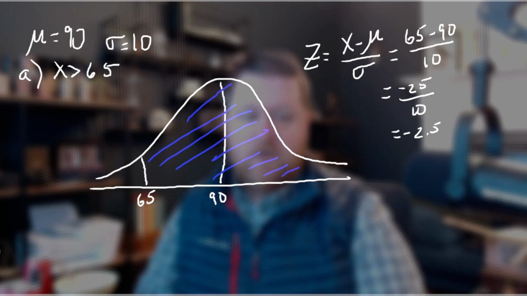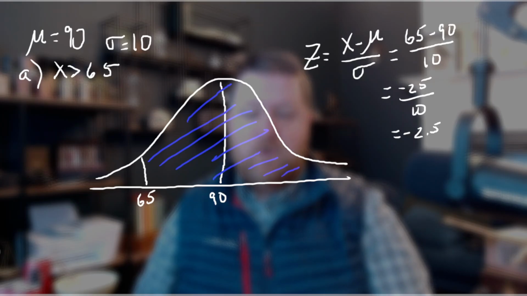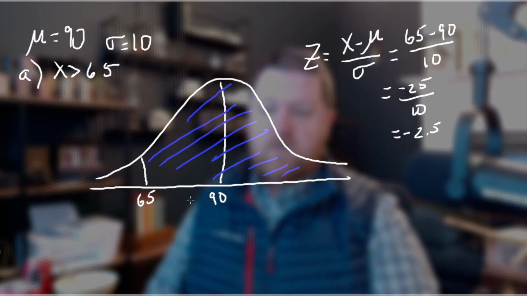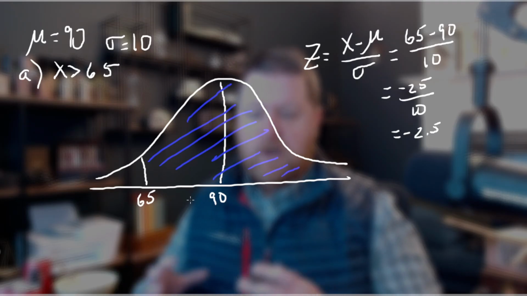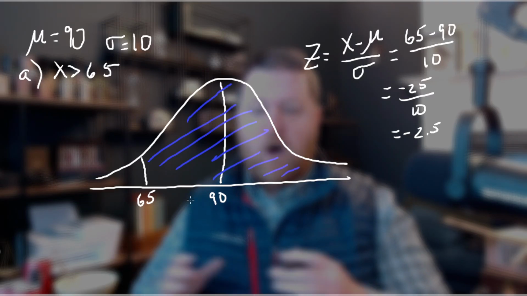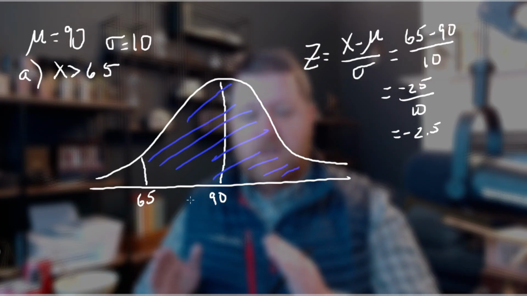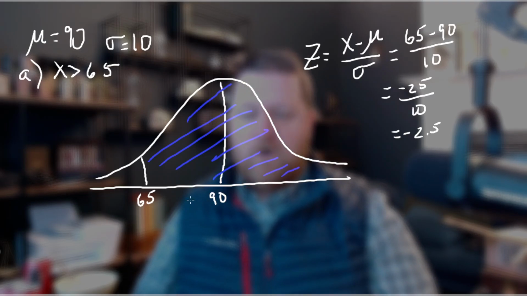So what does that tell us? It's always helpful to know what that means, right? Having a z-score of negative 2.5 is telling us that this 65 here is 2.5 standard deviations below the mean. All right, so it's pretty far down there. Remember, about 95% of all the area is within plus or minus 2 standard deviations. So 2.5 standard deviations to the left is a lot of standard deviations. Okay, so it's pretty far down there.